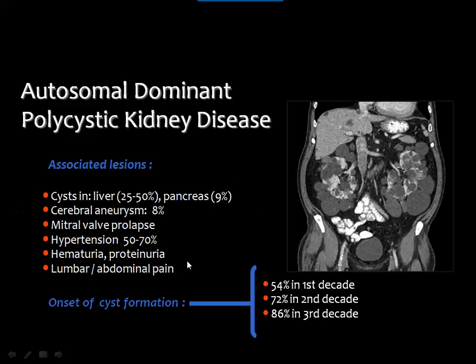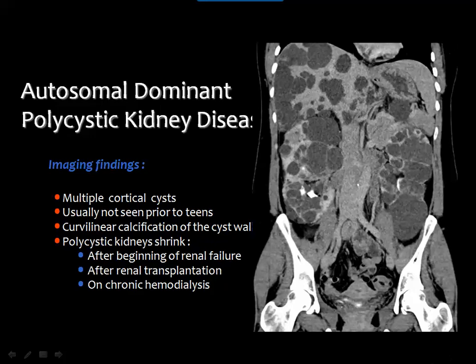These are common associations with the polycystic disease: cysts in the liver and in the pancreas, and also the association of cerebral aneurysms, which are the cause of many complications and hazards, also mitral valve prolapse, of course hypertension, hematuria, proteinuria, and abdominal pain. Then this is an example of a bilateral polycystic kidney disease, adult type, many cysts affecting both kidneys as well as the liver.